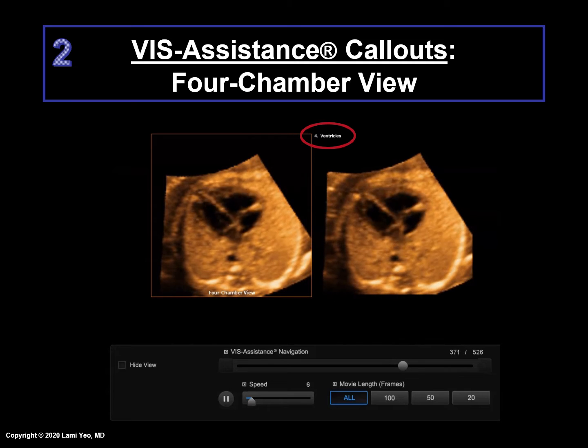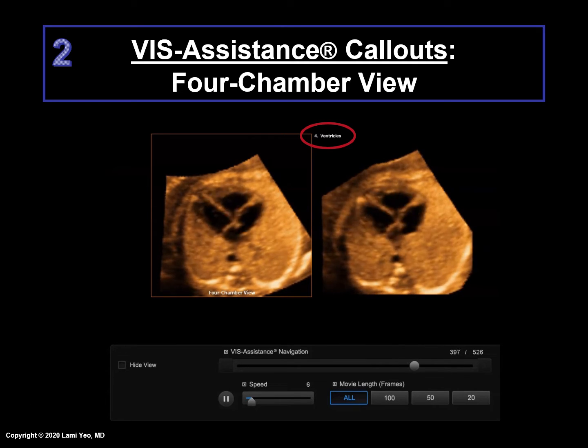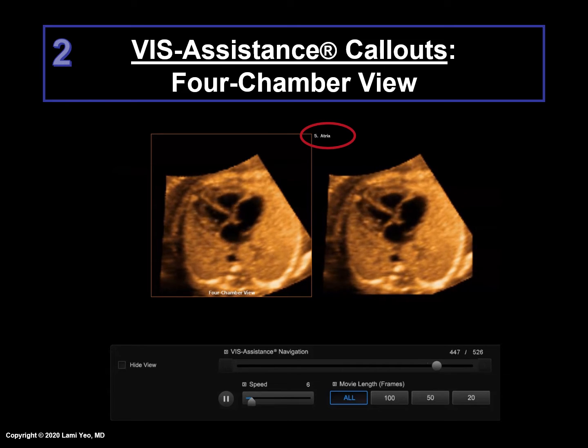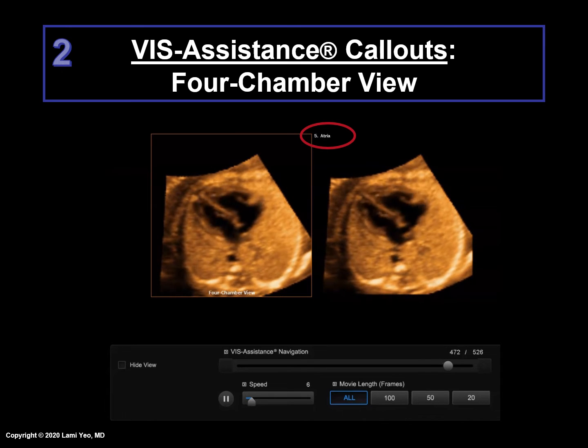The fourth callout states ventricles and emphasizes both the left and right ventricles. And finally, the last callout states atria and shows the septum secundum nicely with the foramen ovale flapping into the left atrium.